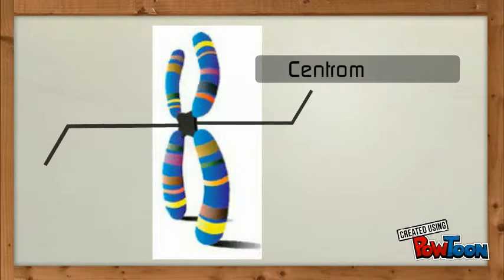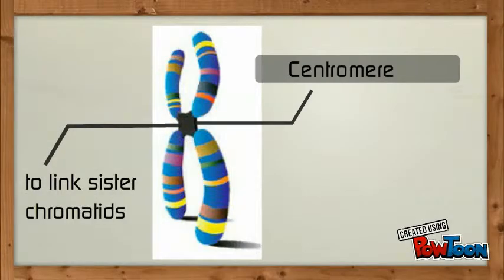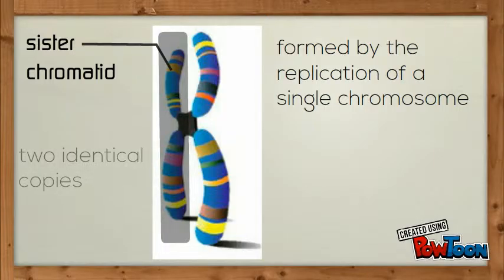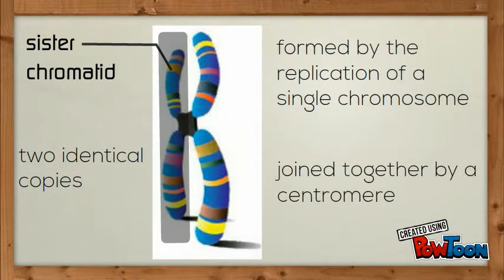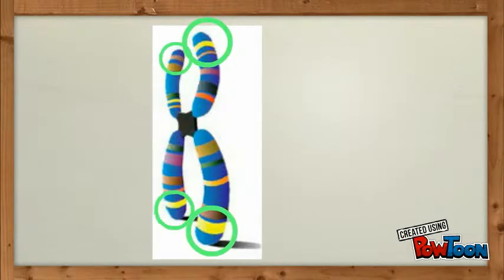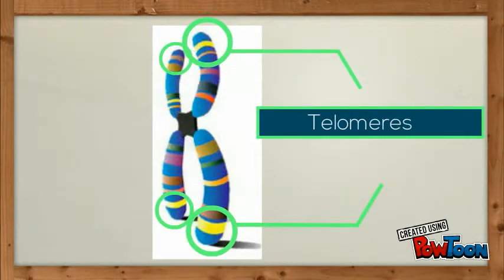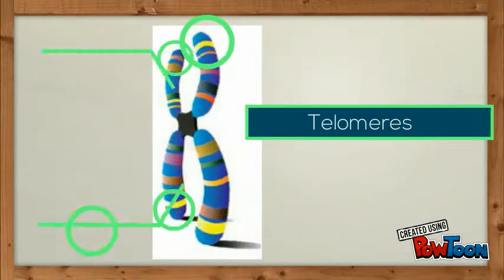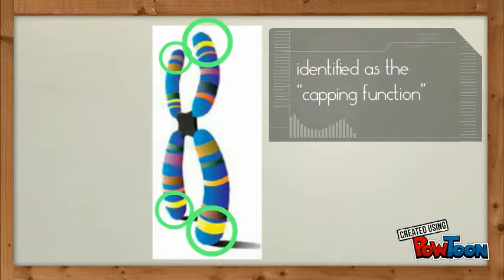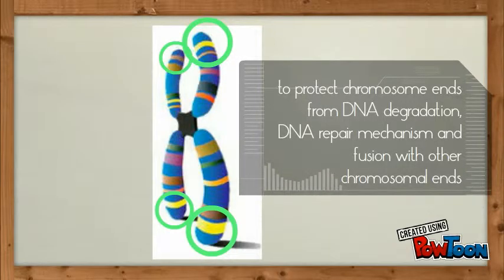Centromere function to link two sister chromatids together. Sister chromatids, on the other hand, is formed by the replication of a single chromosome, with both identical copies joined together by a common centromere. At each end of chromosome, there are regions of repetitive nucleotide sequence called telomere. They are identified as the capping function, that is to protect the end of the chromosome from deterioration, repair mechanism, and also fusion with neighboring chromosomes.